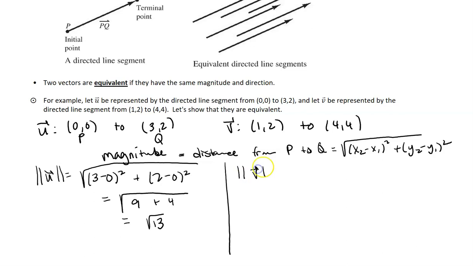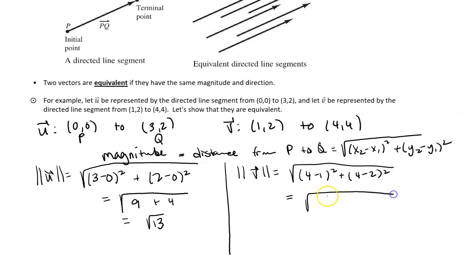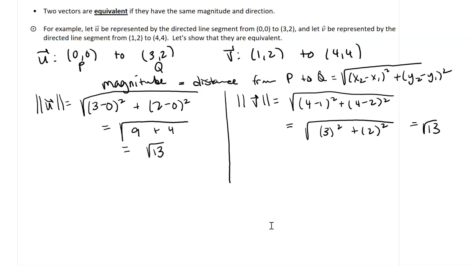V has a magnitude of the square root of (4 minus 1) squared plus (4 minus 2) squared. So that's the square root of 3 squared plus 2 squared, which is also the square root of 13. So these are equal, and that checks out. If you got two different values, you could stop there. You wouldn't have to go any further.